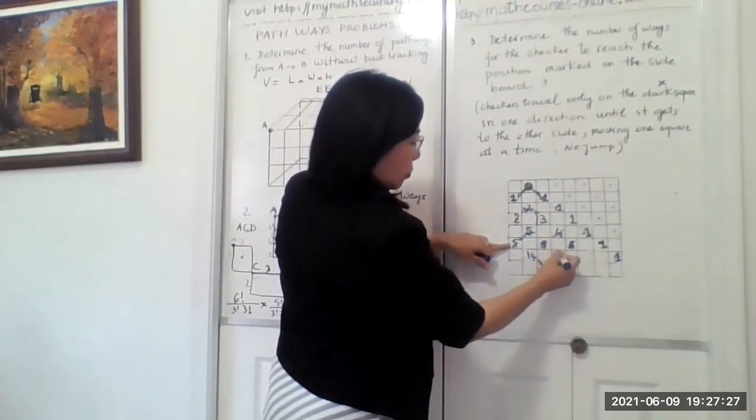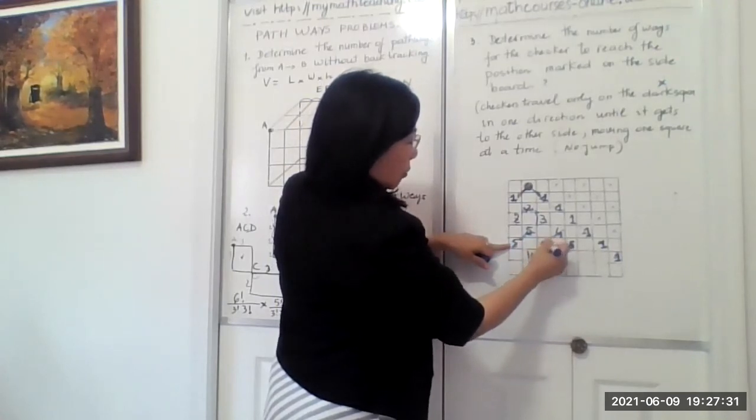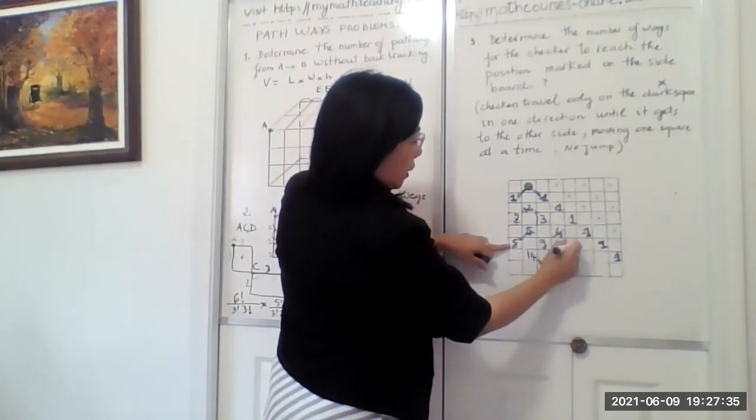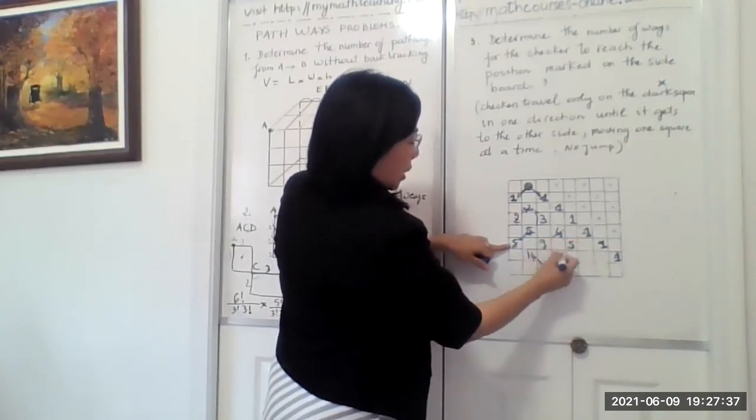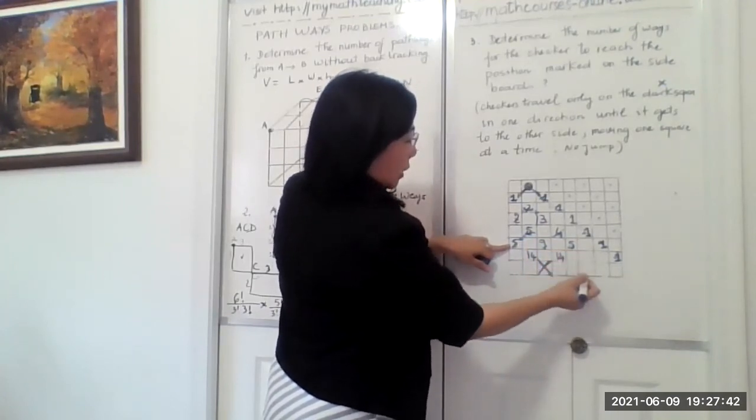And to get to here, in this box as well, you can go from this one, which is 9, and this one, which is 5. So 9 add 5 again, you have 14 to get to here.